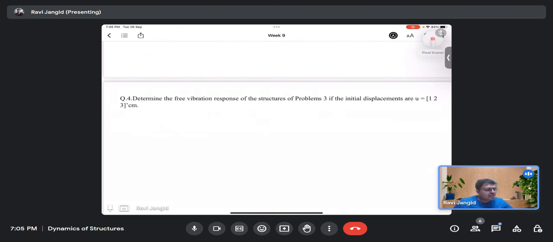What we got is omega 1, omega 2, omega 3. Using that, you can do it. Omega 1, which we have calculated, is 2.536 square root of EI by mh cube. Omega 2 would be 6.9282 EI by mh cube. Omega 3 is 9.4641 EI by mh cube.